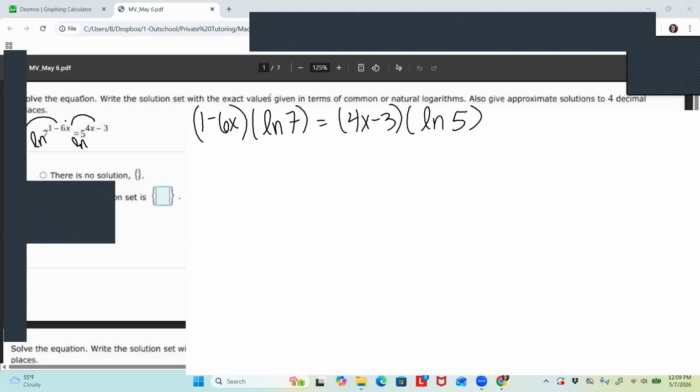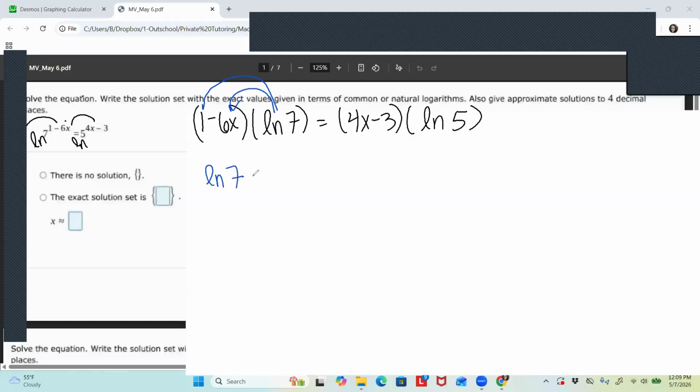Okay, maybe we should distribute. So distribute this natural log, distribute here. So that'd be natural log 7 minus 6x natural log 7 equals, distribute here, distribute here. So it'd be 4x natural log 5 minus 3 natural log 5. Okay, here we go. I think this will work.